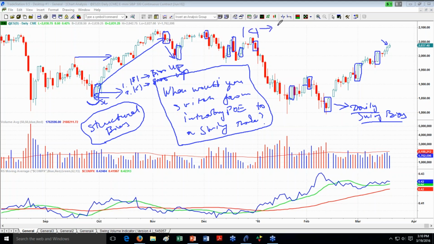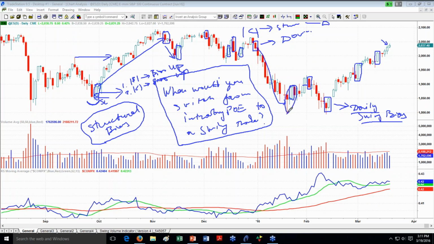So the structural bias here is going to confirm that we're going to go down. Daily swing is confirming that we are going to go down. And therefore, our intraday position could be held as a swing trade. And the first attempt for us to get out of that on the daily basis is going to be this bar right here, which was confirmed by this bar right here. So here is a second trade that we can do like that.